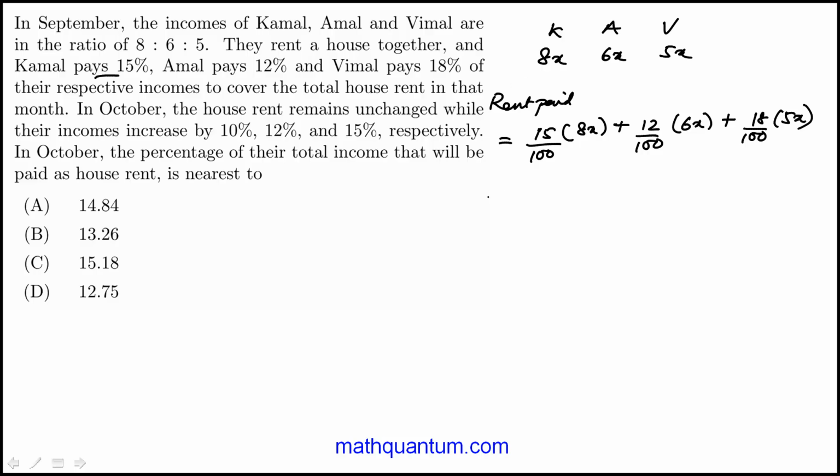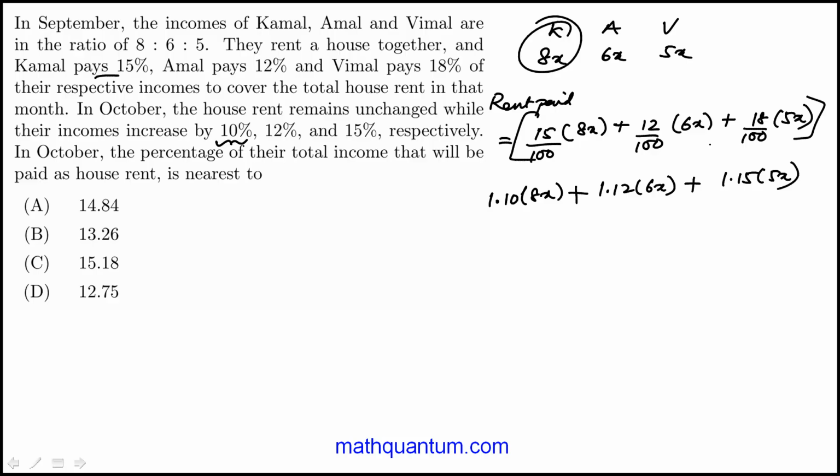So their new incomes, for the case of Kamal, would be multiplier 1.1. That's 110% of the original income. And that for Amal would be 1.12 times 6x, and then finally 1.15 times 5x. So their combined income is that. We need to find the rent paid as a percentage. So that's the rent paid.